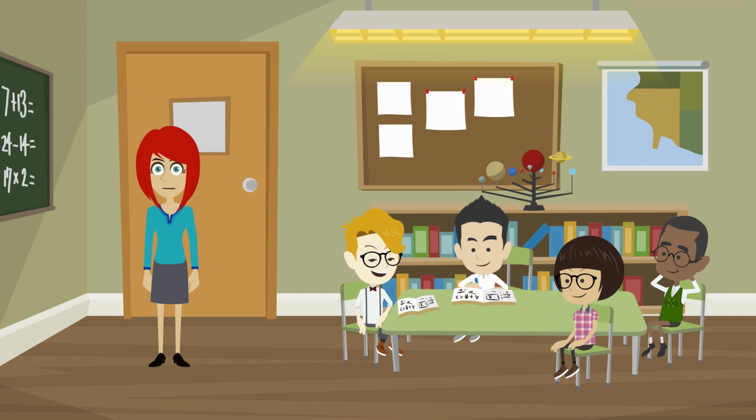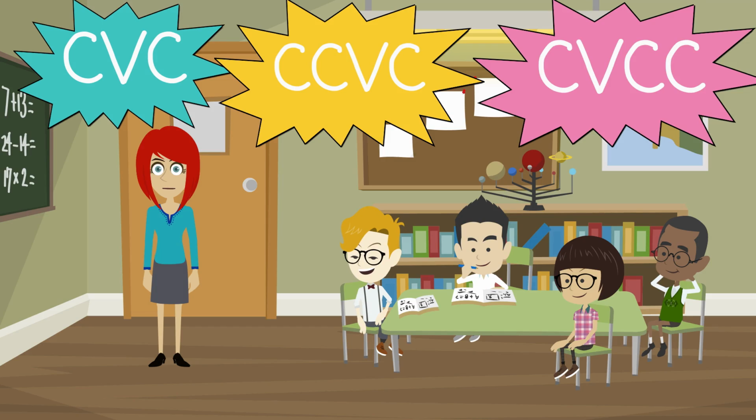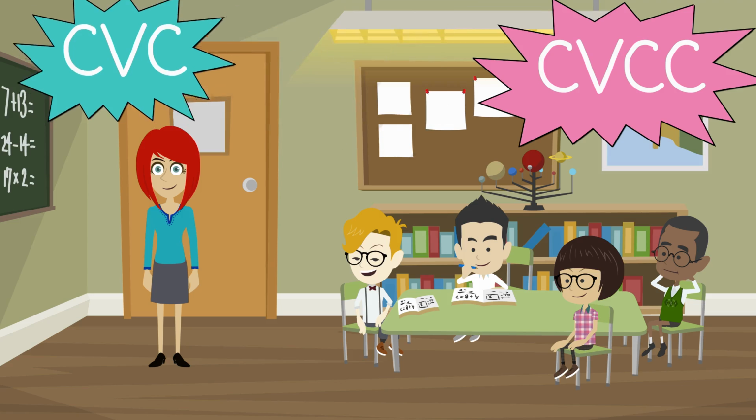Now it's time to start decoding, or reading the words. Often, students will start by decoding 3-letter words that follow the consonant, vowel, consonant, or CVC pattern. These are words like man or cat. From here, we can move to CCVC words, or CVCC words. We'll also learn about digraphs, meaning 2 vowels are making one sound together.